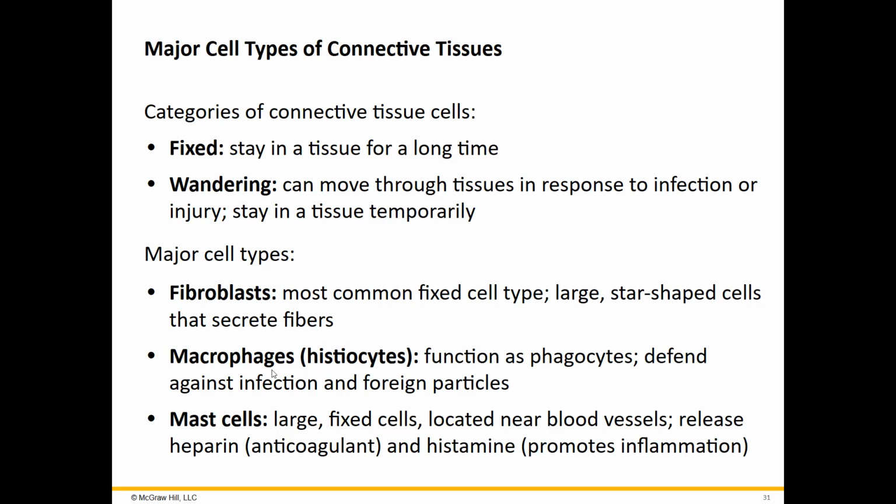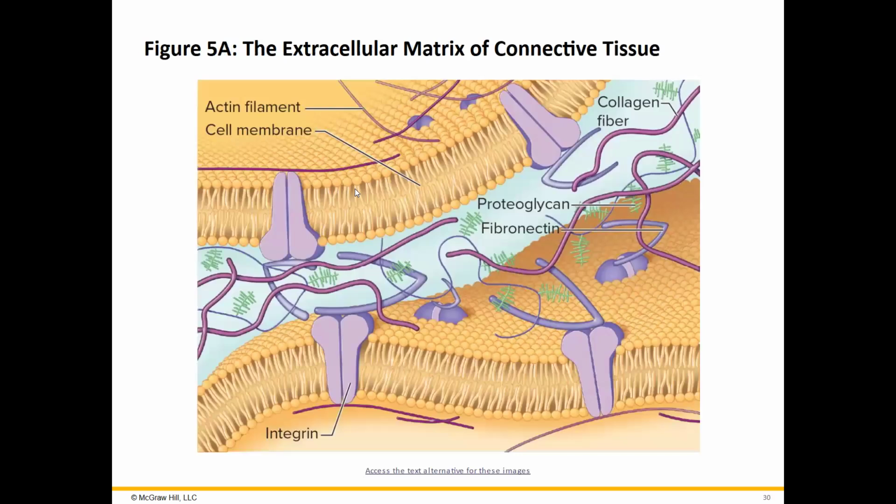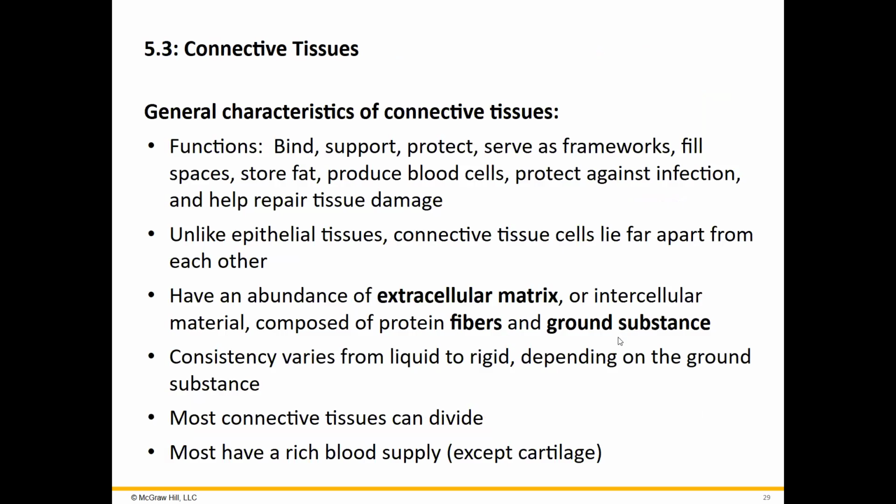Okay? So, connective tissue is fixed or wandering. An example of fixed is the fibroblast that builds fibers, and mast cells that secrete heparin or histamine. Heparin is anticoagulating, so anti-clotting. Histamine promotes inflammation and allergy responses. They're located near blood vessels. It's also fixed. The wandering type is macrophages or histiocytes. They eat garbage and infection. These are all examples of the types of cells in the extracellular matrix that is composed of fibers and ground substance.